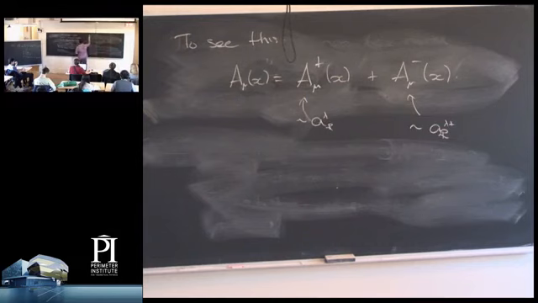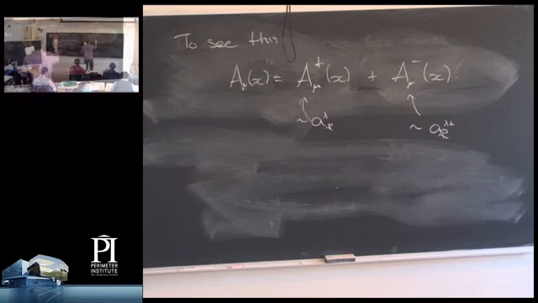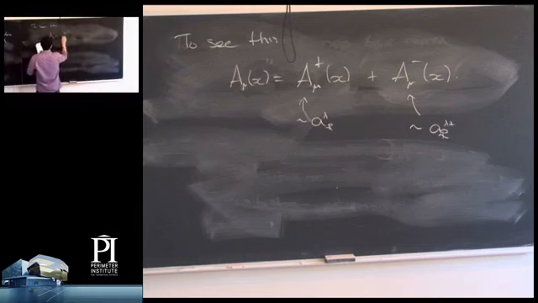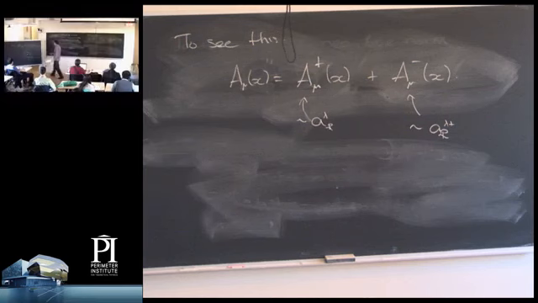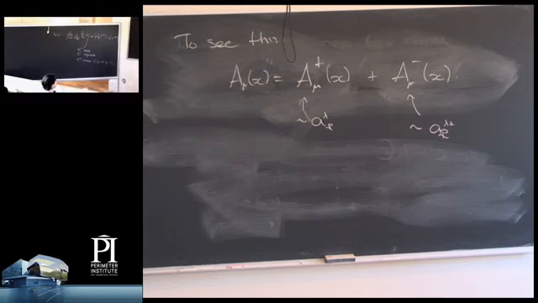And to see this, well, it's going to save me a lot of writing if I just define this, where A plus is the first guy and A minus is the second. This is the guy that contains the annihilation operator. This is the guy that contains the creation operator.